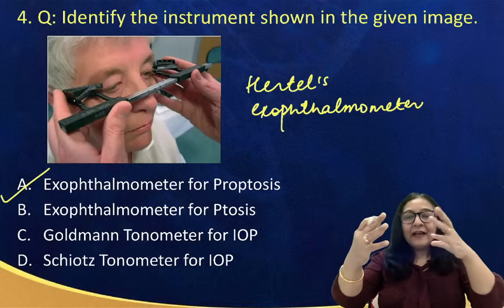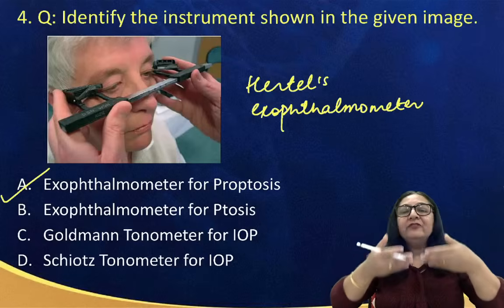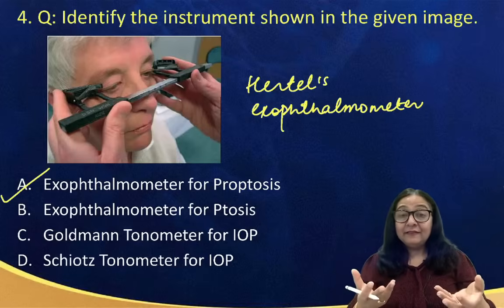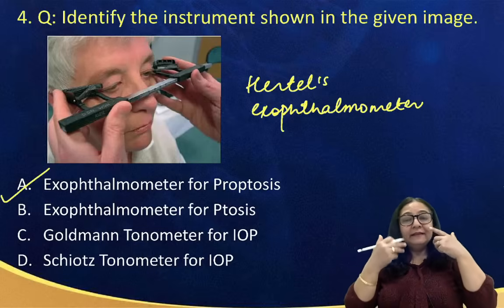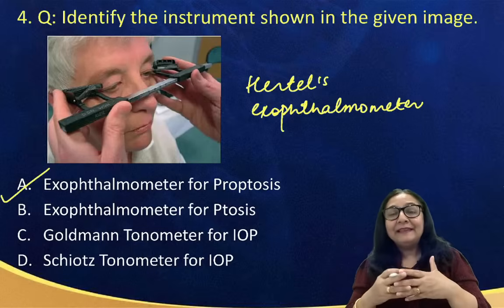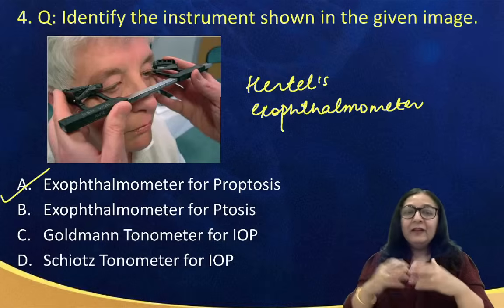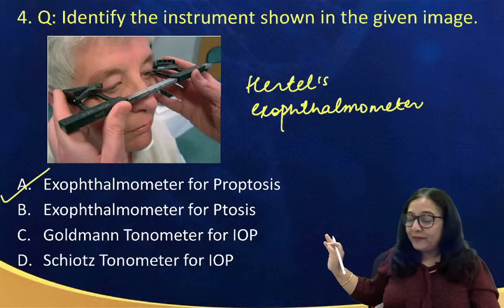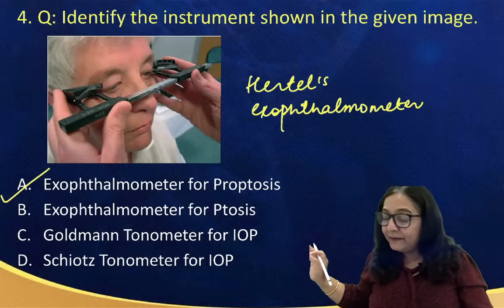It is actually for the measurement of the position of the eyeball, whether it is displaced forward as in cases of proptosis, or it is displaced inward, which can happen in cases of anophthalmos. So ptosis is not measured with this. This is not a tonometer. All of us are clear over here?